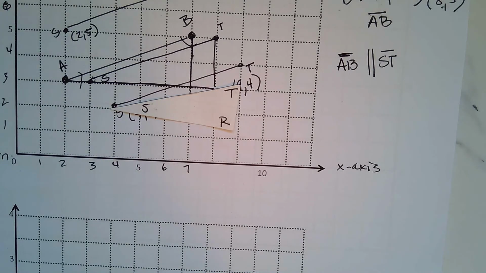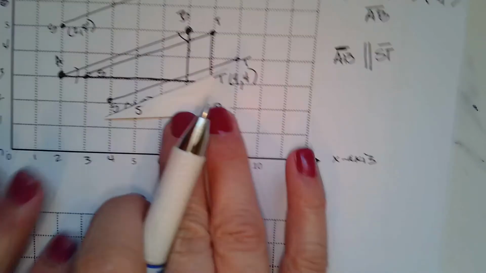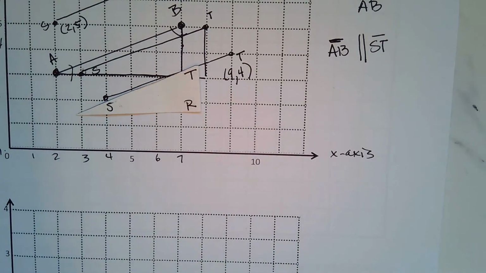So AB and ST are parallel to each other because they are both parallel to the imaginary segment we found when we first slid the triangle down. They are both parallel to the imaginary segment. We can also think or talk about the angles in the triangles.